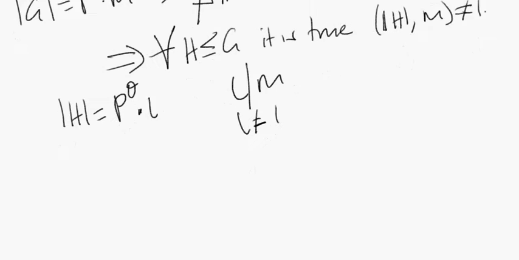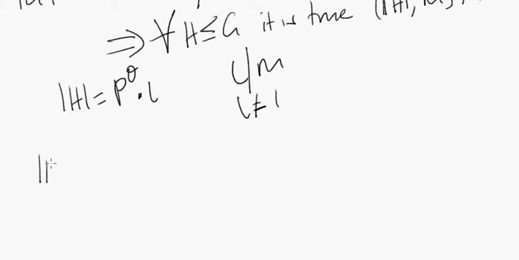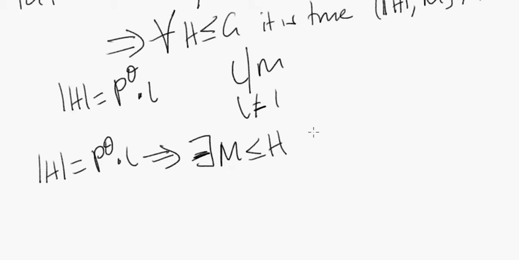So if the order of H has to equal p to the theta times some l, well, can't we apply our assumption again here? That is, if the order of H equals p to the theta times l, is it possible that there exists some subgroup M of H such that the GCD of m and l equals 1? Is it possible?